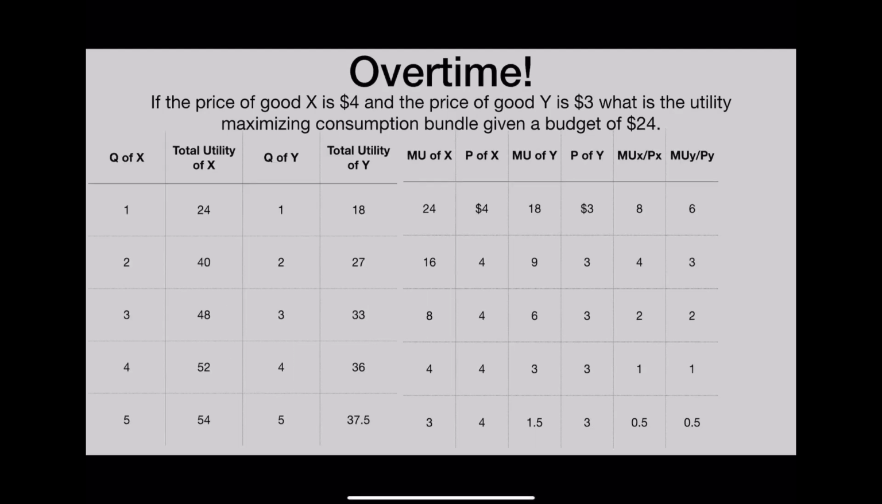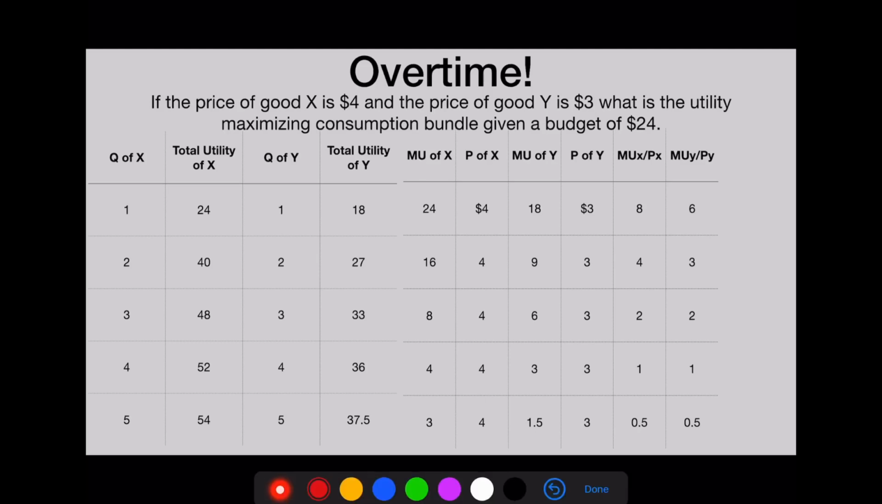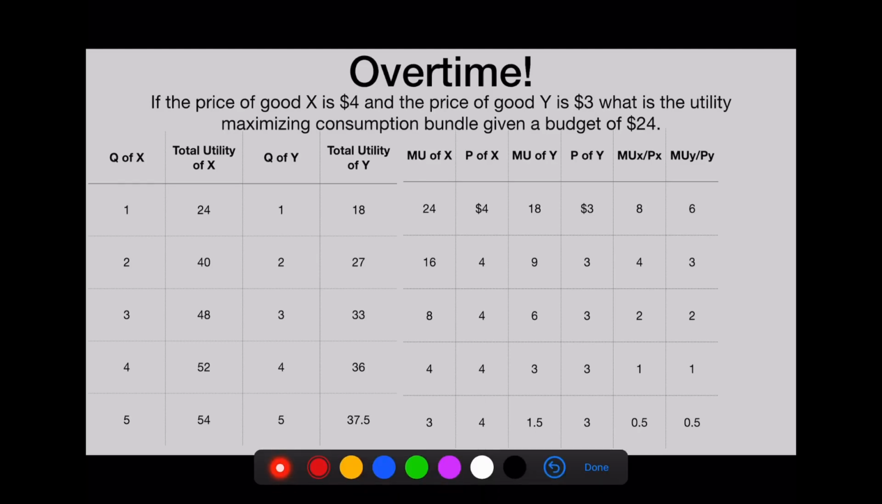So I always tell my students, anytime you get a table like that, you're probably going to need to add more columns to it. Where we really want to end up is at this MU of x over P of x and MU of y over P of y. That's marginal utility of x divided by the price of x. The way you do that, because we're given total utility here, just the change in utility from quantity of 1 to quantity of 2 will give you the marginal utility, right? So the marginal utility of the first good is 24. The second good, from 24 to 40, would be 16, right?